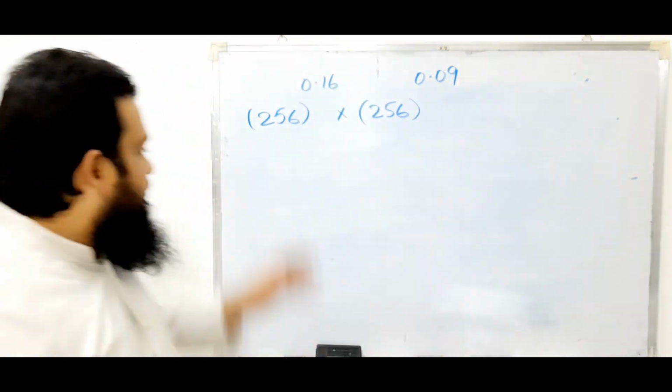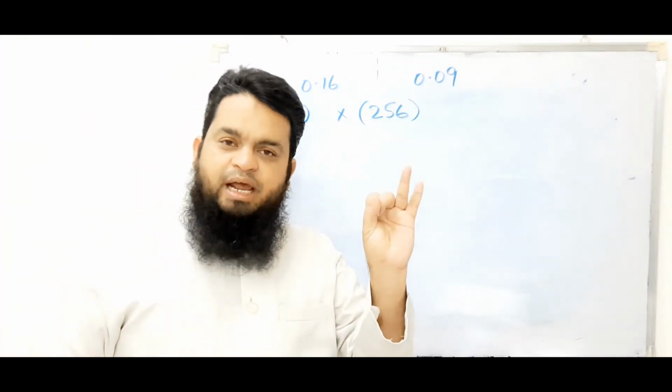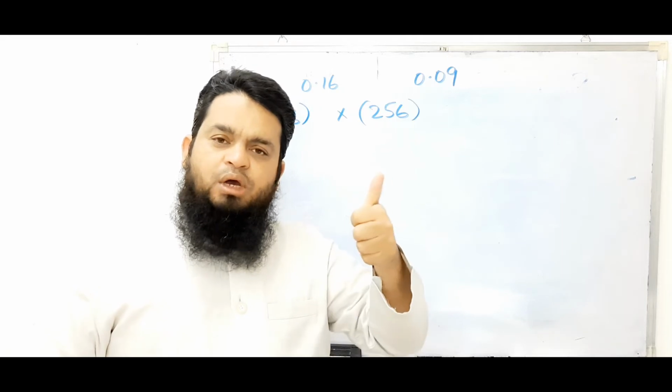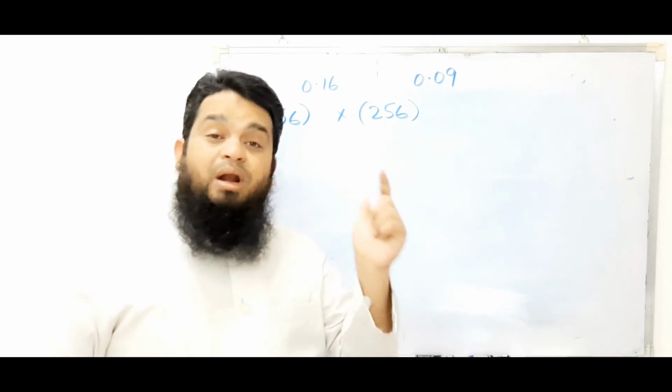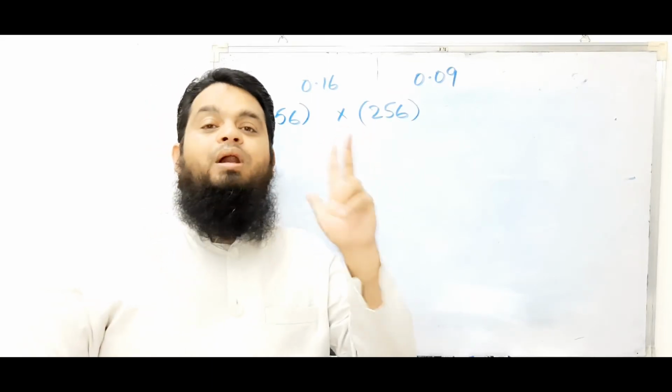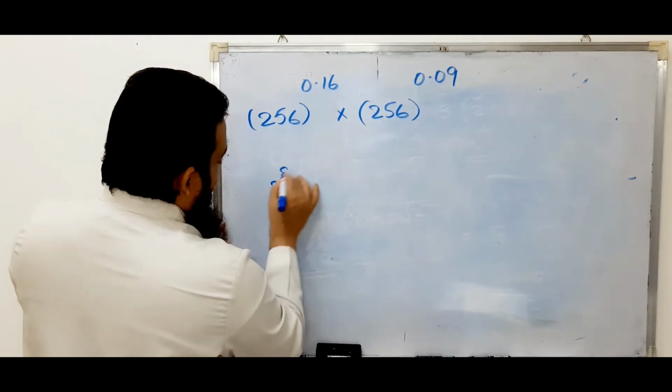See, 256 we have seen: 2 2s are 4, 4 2s are 8, 8 2s are 16, 16 2s are 32, 32 2s are 64, 64 2s are 128, and 128 2s are 256. So it is 2 to the power of 8. So let us write 2 to the power of 8.